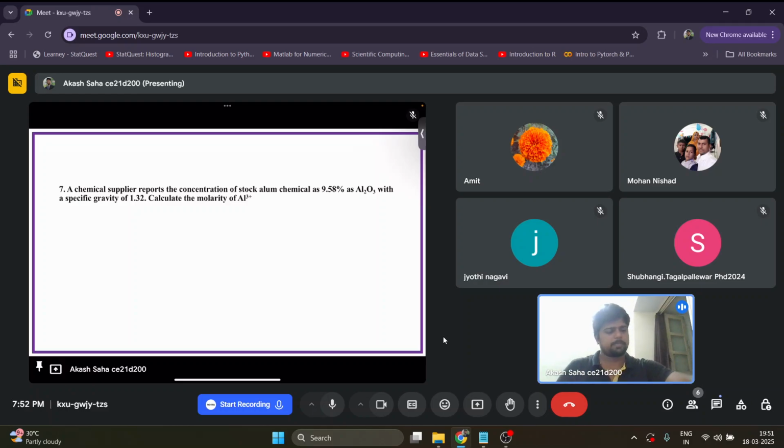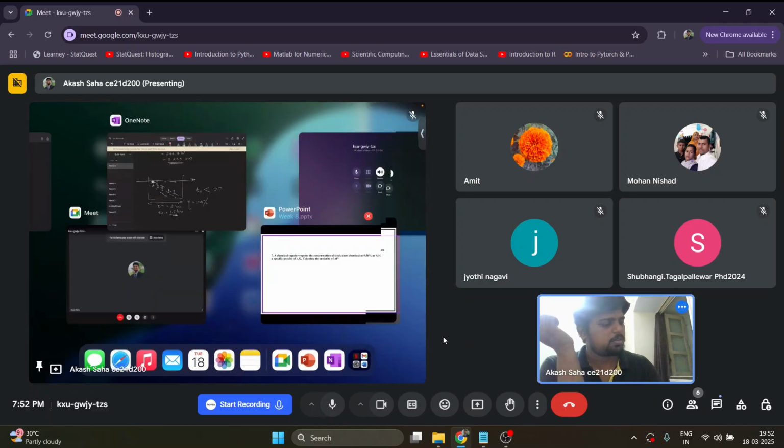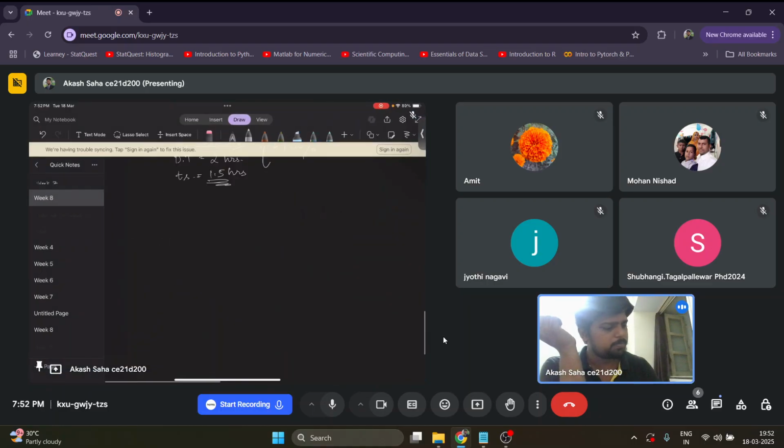Okay, let me solve it. I hope you have noted down the problem. So what was the density given? The density of the stock solution was 1.32 kg per liter. So per liter, the mass is 1.32 kg.